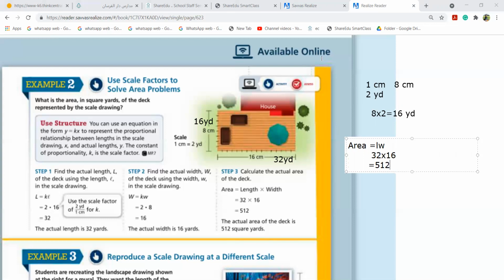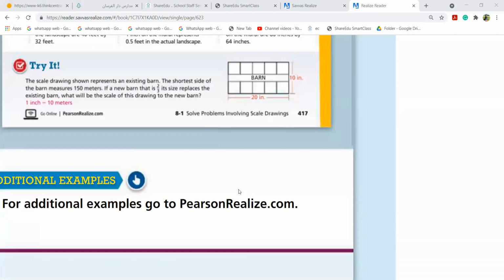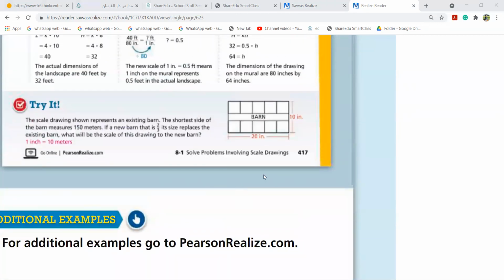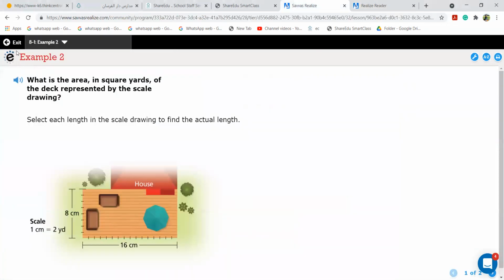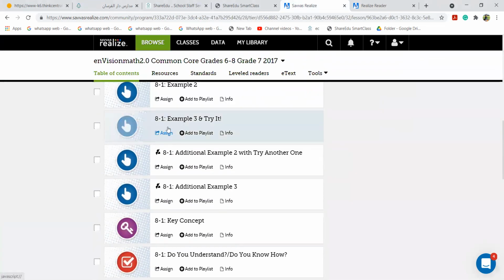This is how we are doing it, girls. This is the example. Now let us leave example 3. Directly we'll go to try it.